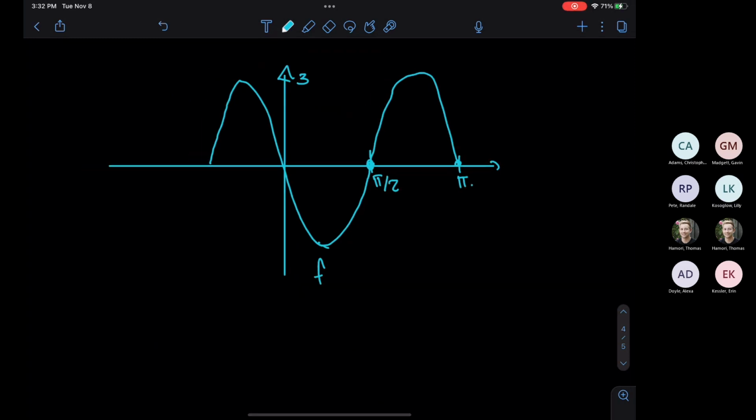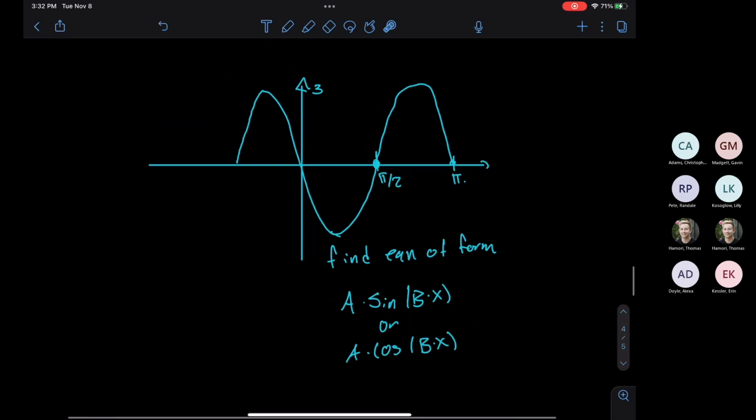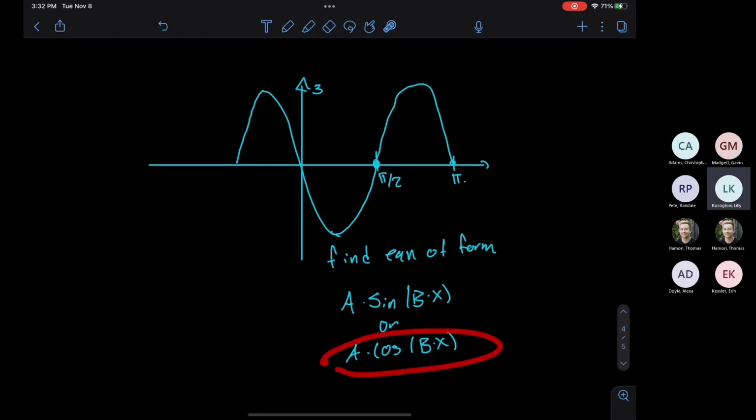Yeah. Okay, so the question is find an equation of the form a times sine of bx or a times cosine of bx. So one of these two options can be eliminated immediately, I claim. Can someone give me a reason why? Which one I can immediately get rid of and why? Cosine. Yes, you're correct. We can throw away cosine, but why?